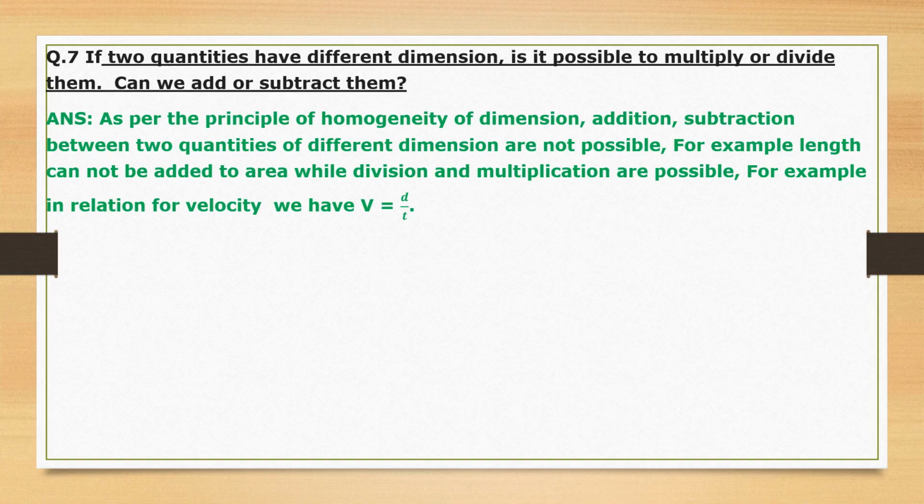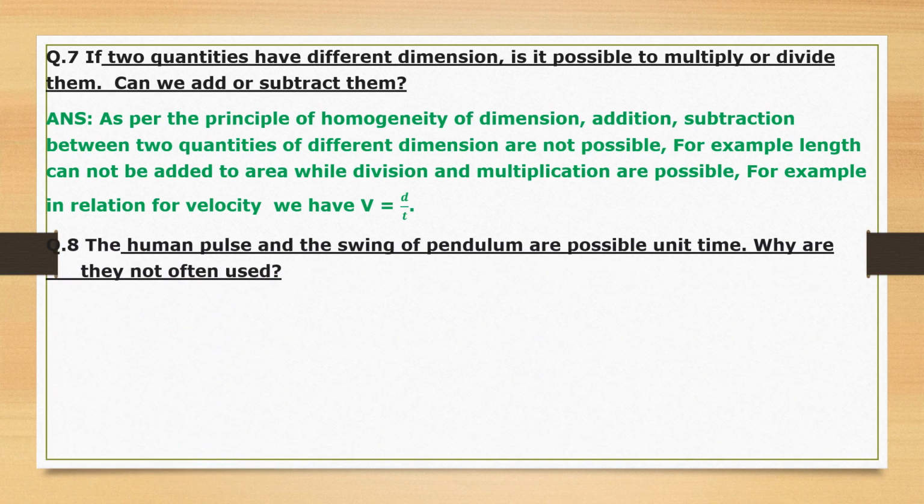For example, in the relation for velocity, we have v is equal to displacement over time. Since displacement is a physical quantity we use for the measurement of length, and time is the physical quantity we use for the measurement of time, these are two different quantities and we can divide them. So we can divide and multiply two different quantities, but we cannot add them.